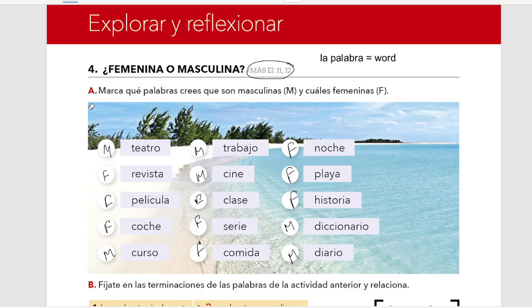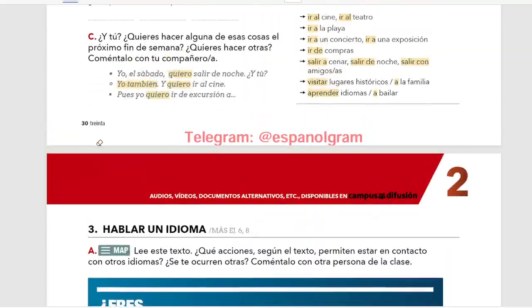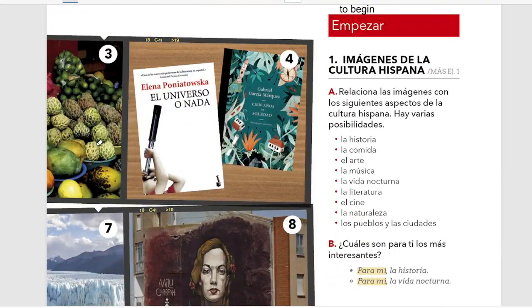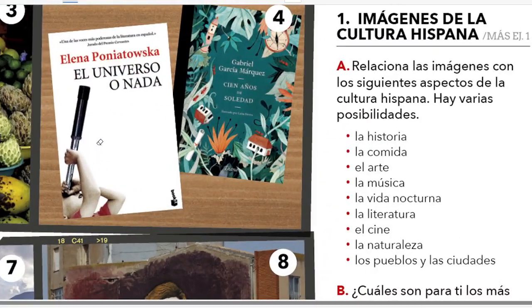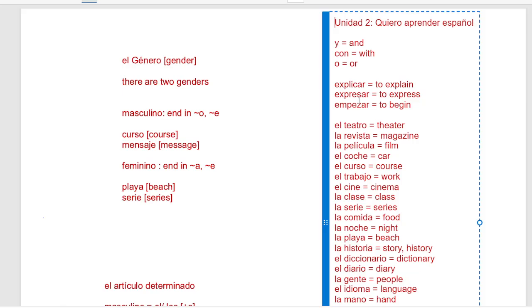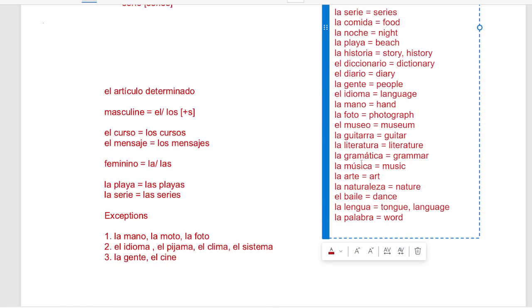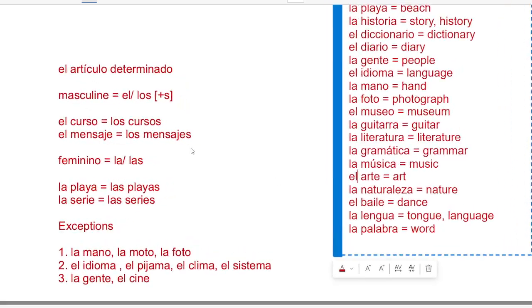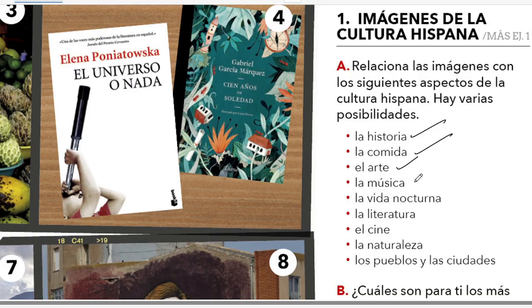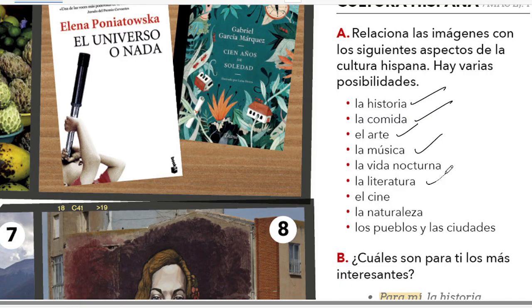Here, back in the chapter itself, in the very beginning, most of the words, historia, comida, and I think arte is also incorrect. It is el arte, not la arte. Corrected, it is el arte. El arte, la música, la literatura, el cine, naturaleza.